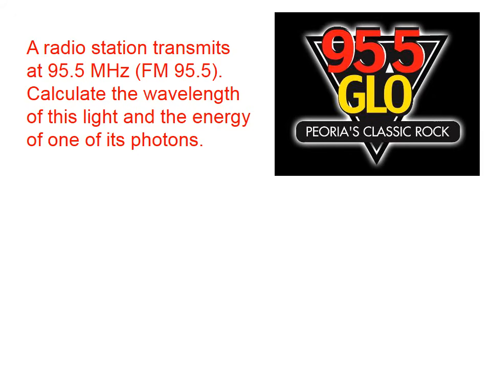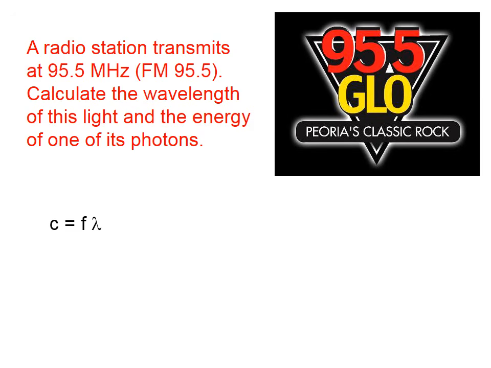Let's try an example problem. A radio station transmits at 95.5 megahertz, would be FM 95.5. Calculate the wavelength of this light and the energy of one of its photons. Just for your information, FM radio stations transmit radio waves from their station out into the atmosphere at so many millions of hertz, megahertz. So 95.5 FM has a frequency of 95.5 megahertz.